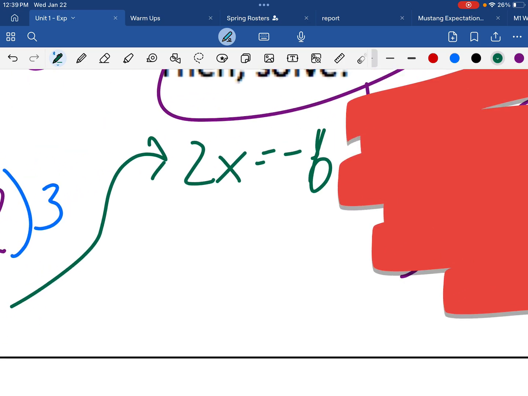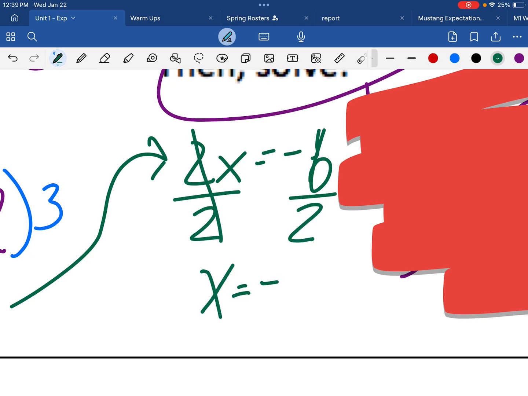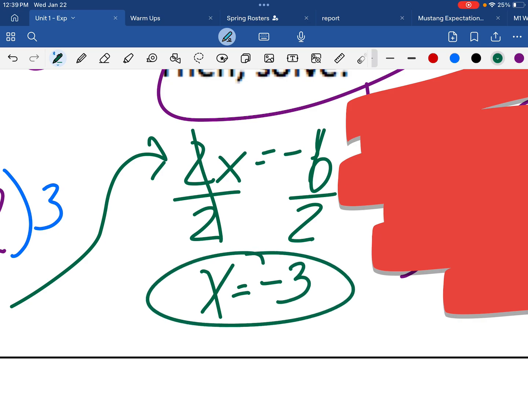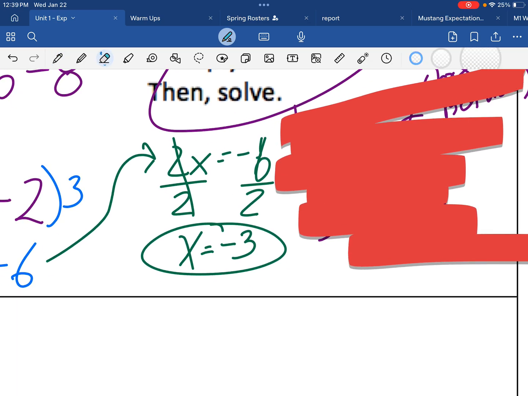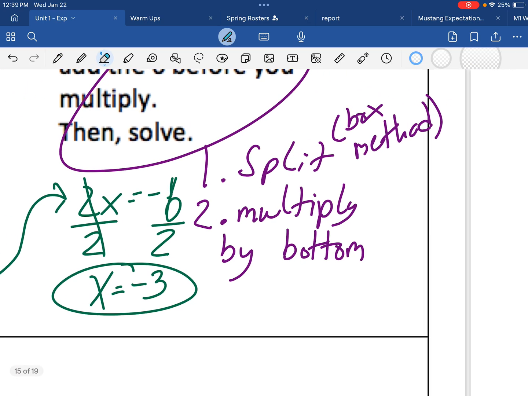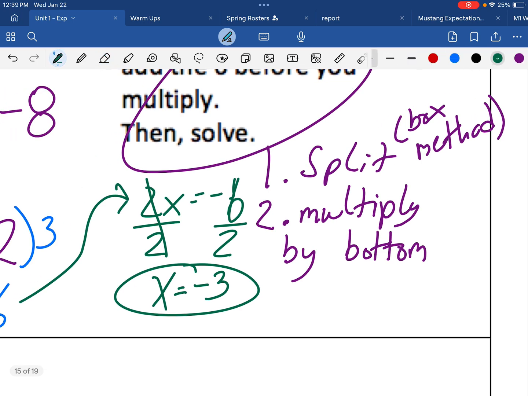Equals negative 6. Okay, now we're just going to divide to get rid of the 2. So x equals negative 3. So kind of our simple steps I wrote out. Number 1, split, do the box method. 2, multiply by the bottom. And 3 is solve.